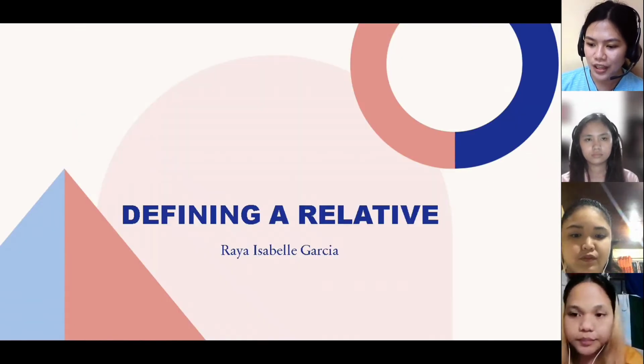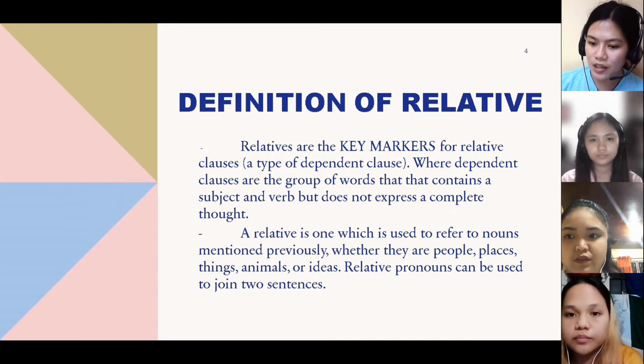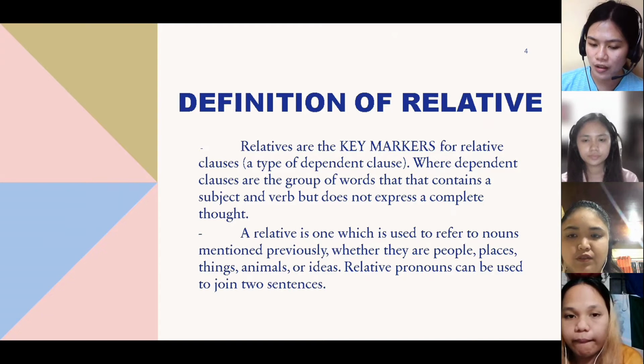Okay, let's define a relative. Now, when we say relative, it is the key marker for relative clauses. It is a type of dependent clause, where dependent clauses are groups of words that contain a subject and verb but do not express a complete thought. So, a relative is one which is used to refer to nouns mentioned previously. Whether they are people, places, things, animals, or ideas, relative pronouns can be used to join two sentences.